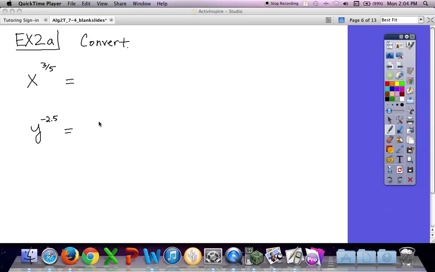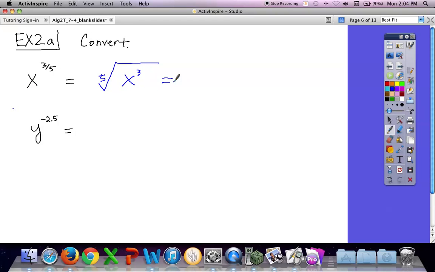So now we're starting with the rational or exponential notation, and we're going to convert it to the radical, right? So it's going to be a radical. The radical is going to have an index. What is the index going to be for this first one? 5. It's the denominator of the fraction goes here. Okay? What goes inside the radical? X to the third. Right?